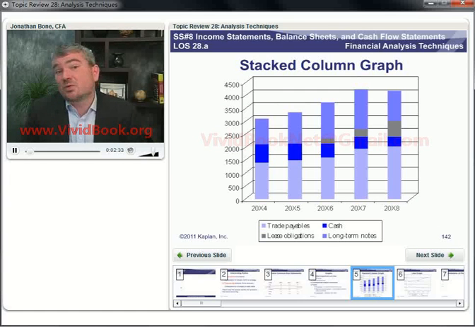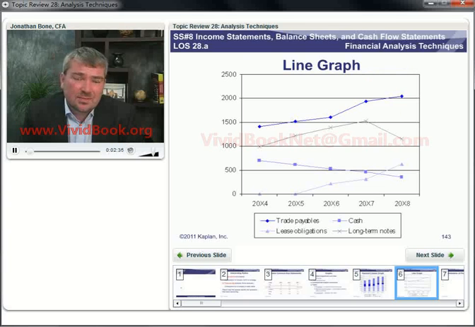Now, of course, what you could do is look at each item on a line graph that really shows you the trends in a much more obvious way. So you can see that there's our cash declining over time. You can see our lease obligations starting in X6 and then increasing over time. You can see our long-term notes changing, etc. So it really does show you changes over time.